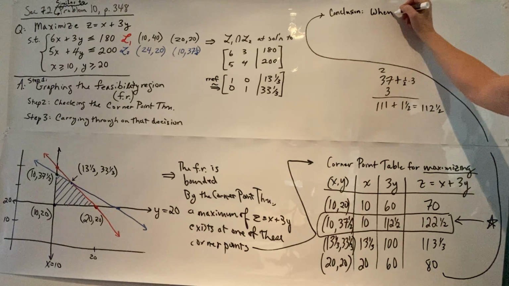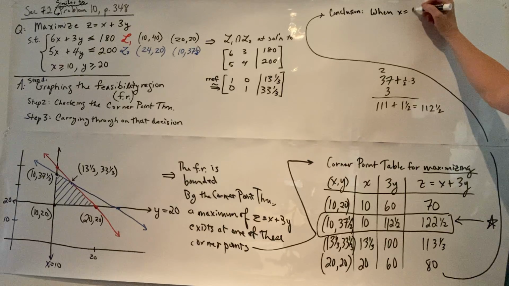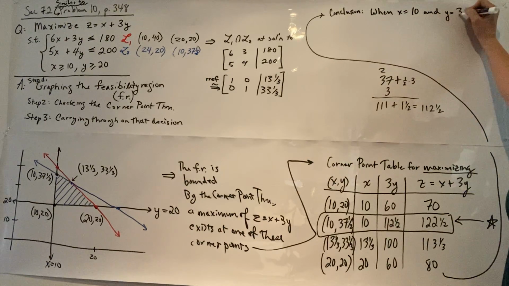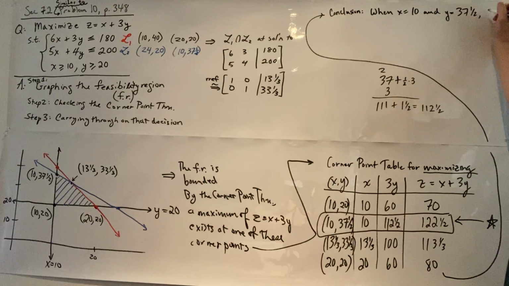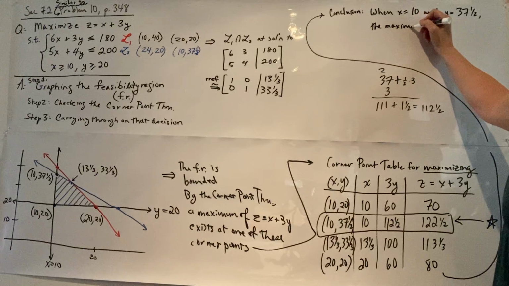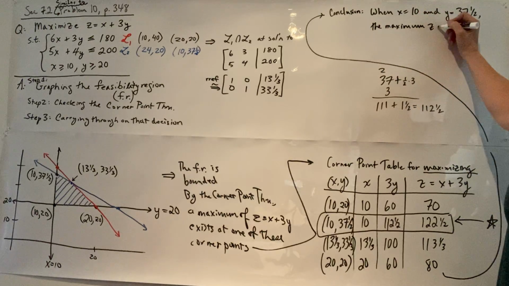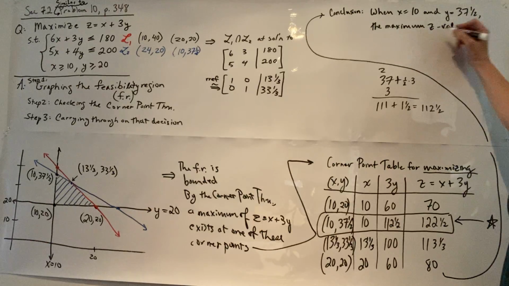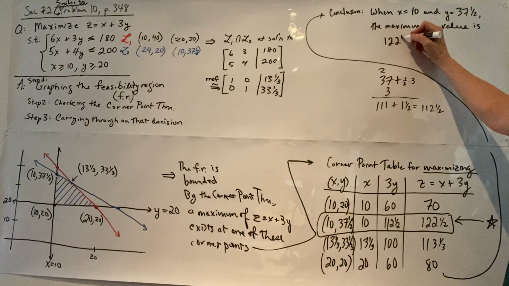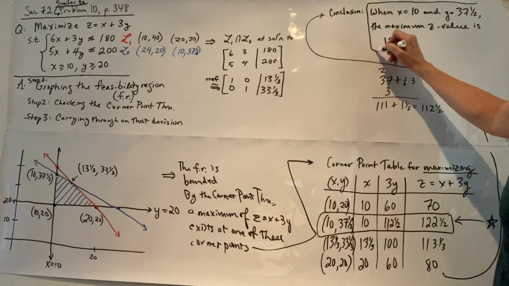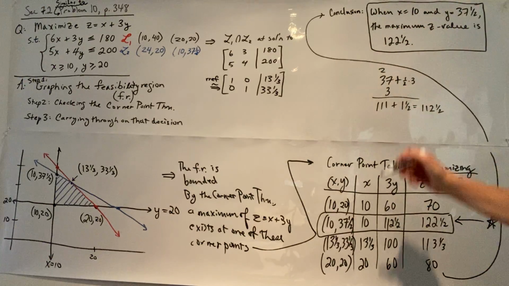When x is equal to 10 and y is equal to 37 and a half, the maximum z value is 122 and a half. And that's the end of that optimization problem.